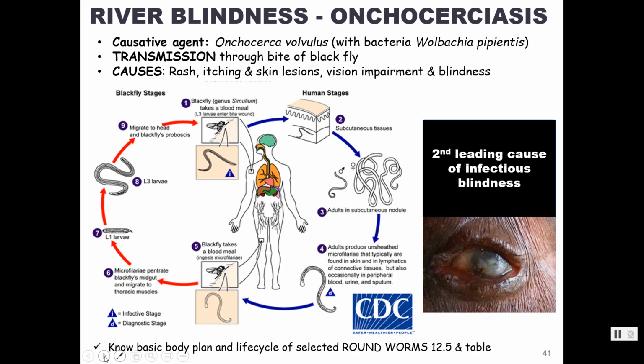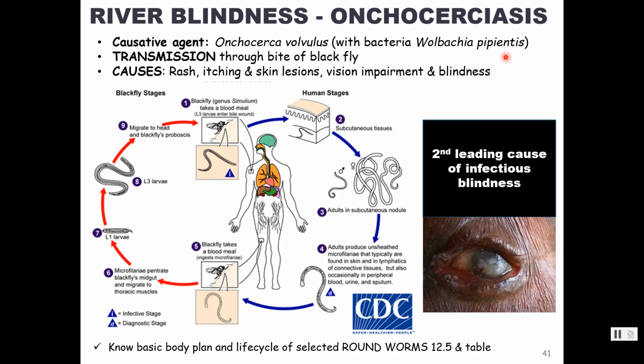Okay, so I believe we are on our last helminth. So this disease is called river blindness, or it's called onchocerciasis. The causative agent is a nematode, because we're talking all about nematodes this time. It's a roundworm, not segmented. So Onchocerca volvulus.